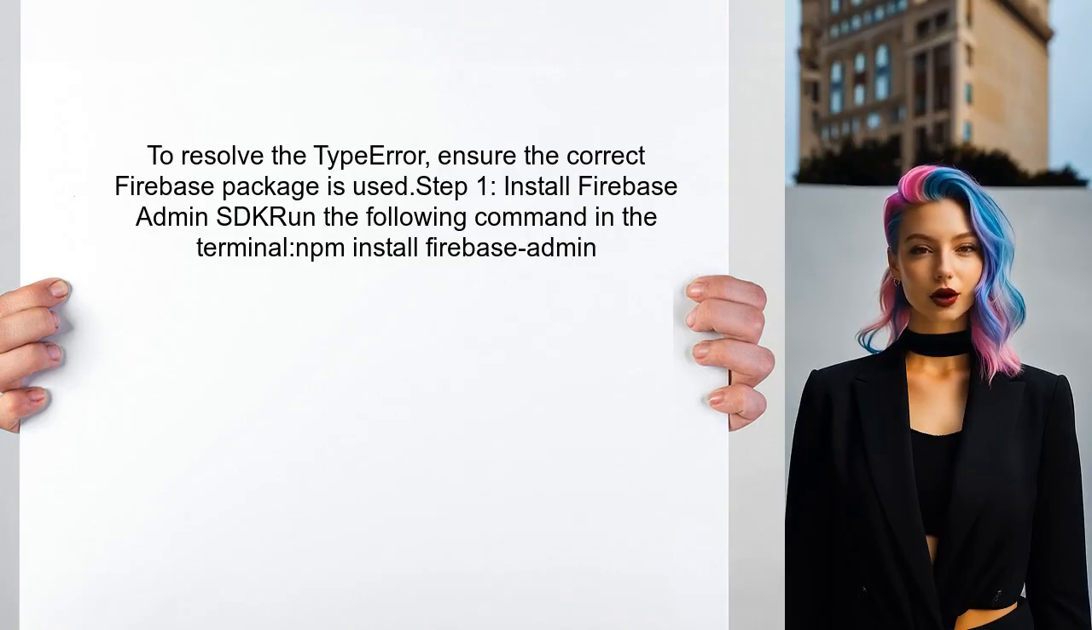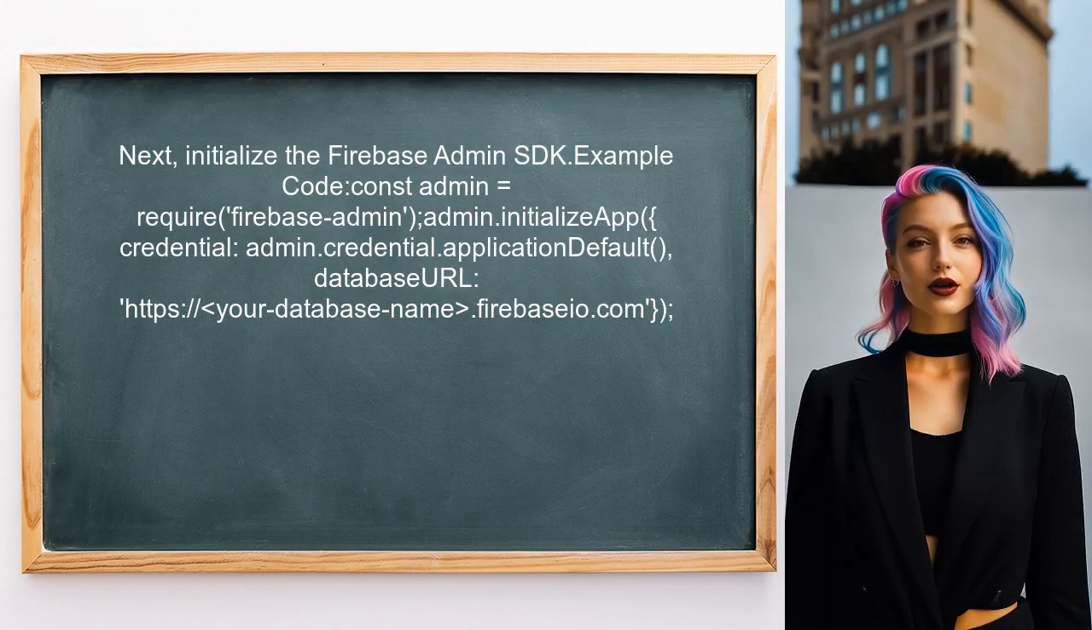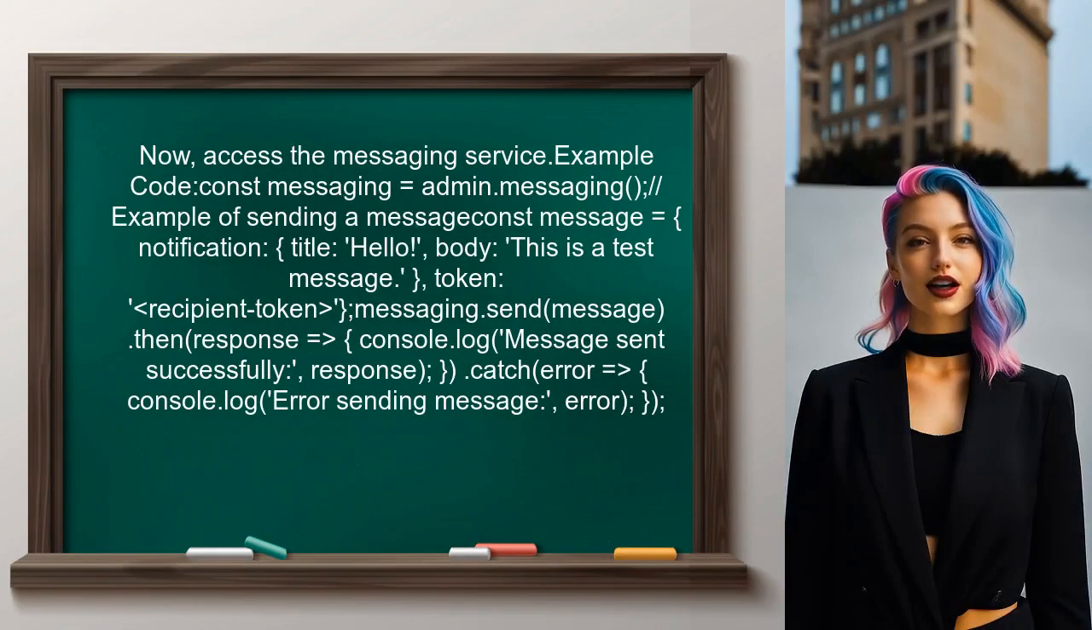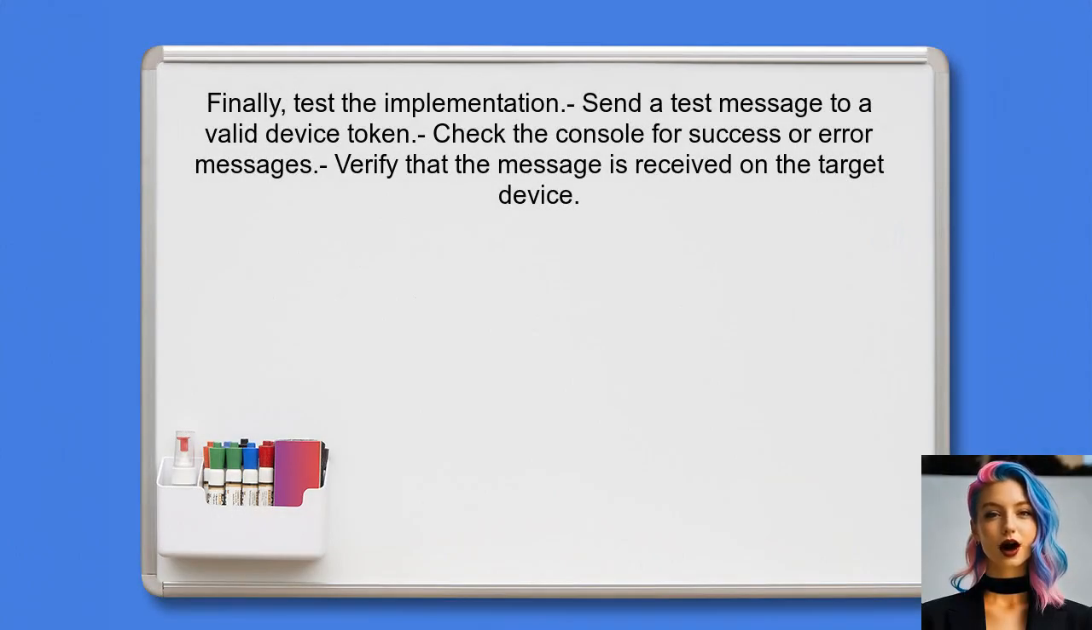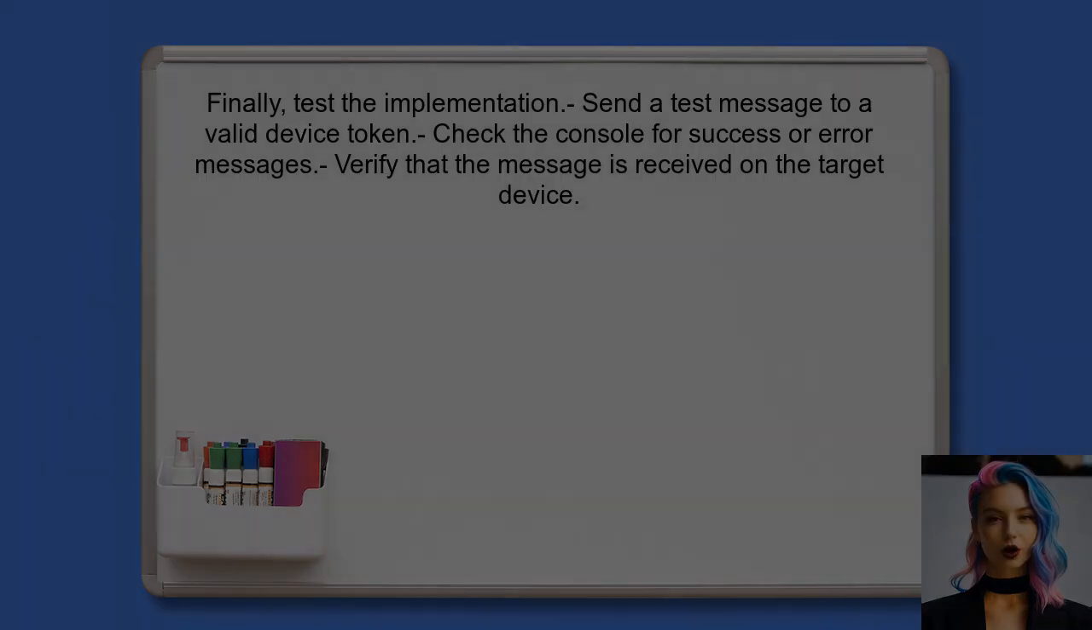Instead of the Firebase package, they need to install the Firebase admin SDK for server-side applications. Next, the user should initialize the Firebase admin SDK instead of the regular Firebase package. This involves requiring the admin module and initializing it with the appropriate credentials. Now, the user can access the messaging service. They should use the admin.messaging method to send and receive messages. Finally, the user should test their implementation to ensure that messages are being sent and received correctly. This can be done by sending a test message to a valid device token.